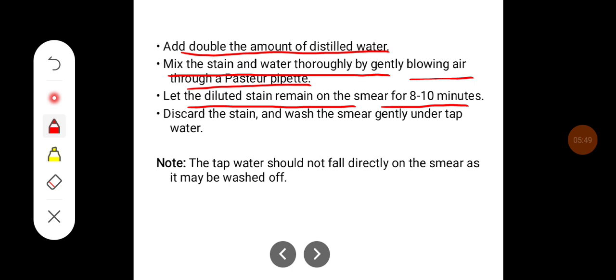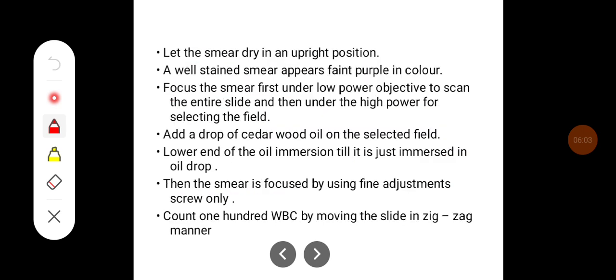Then later discard the stain and wash the smear gently under tap water. The tap water should not fall directly on the smear as it may be washed off. Let the smear dry in an upright position. A well stained smear appears faint purple in color.